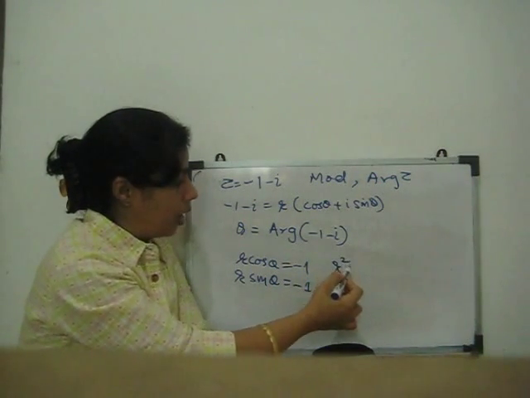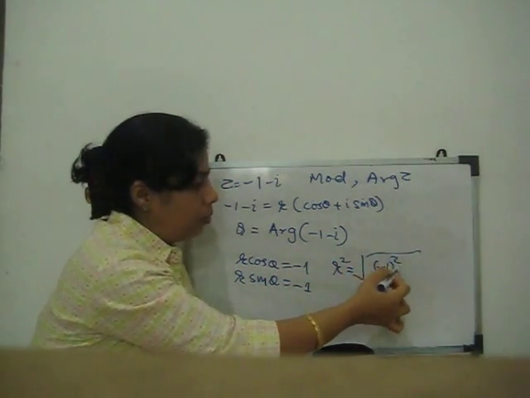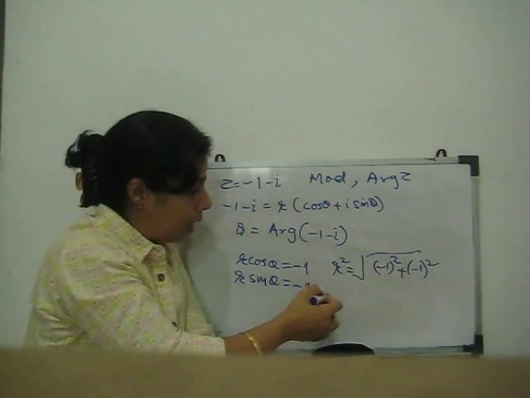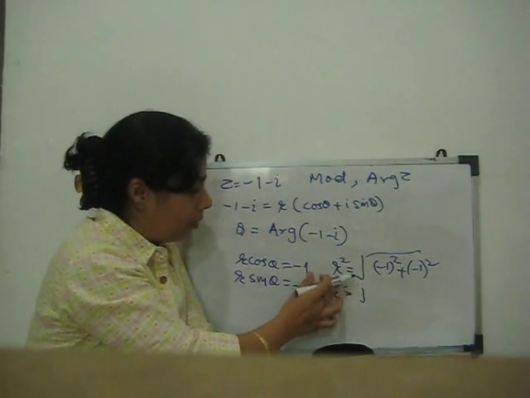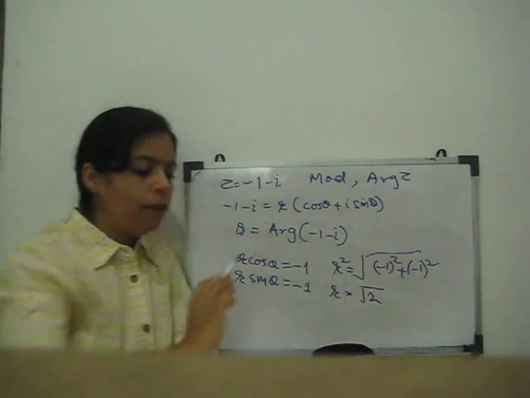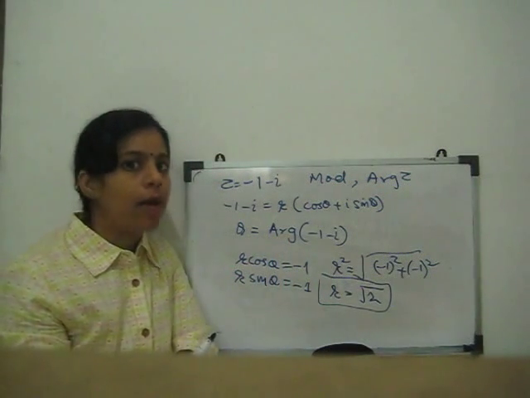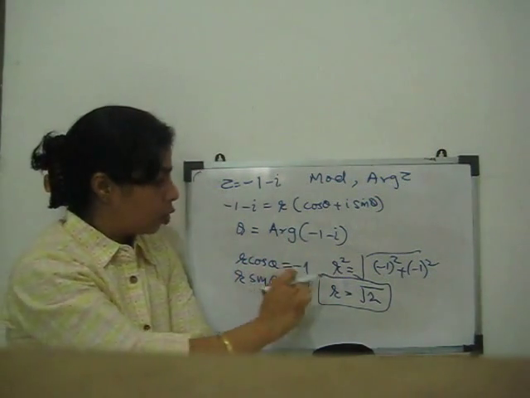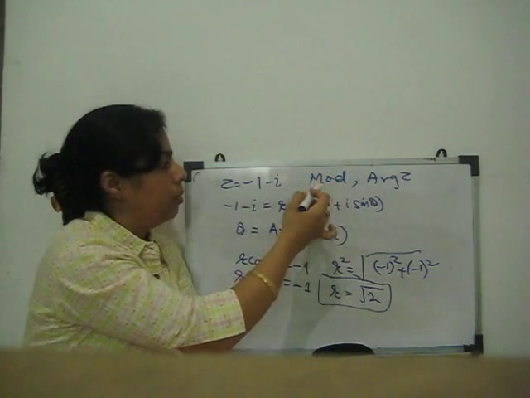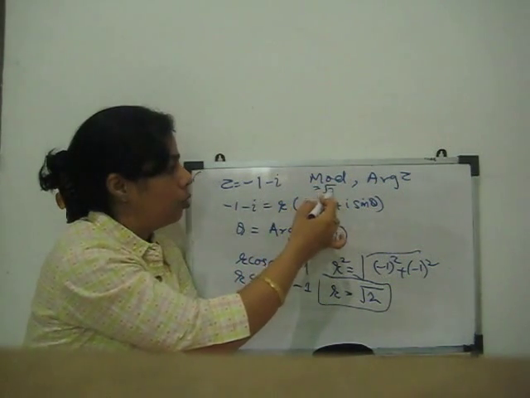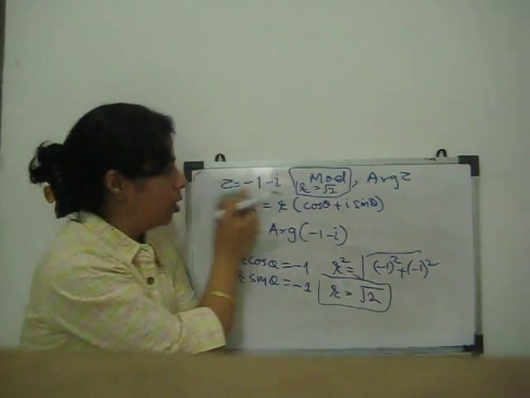Then what is r? r is equal to under root of (-1) square plus (-1) square. Then r square is equal to 1 plus 1, or we can say r is equal to under root of 2. Clear? When we find out r, then we can find out the value of sin theta and cos theta. So r is our modulus. R is root 2. The modulus of this number is root 2. Now we go for theta.